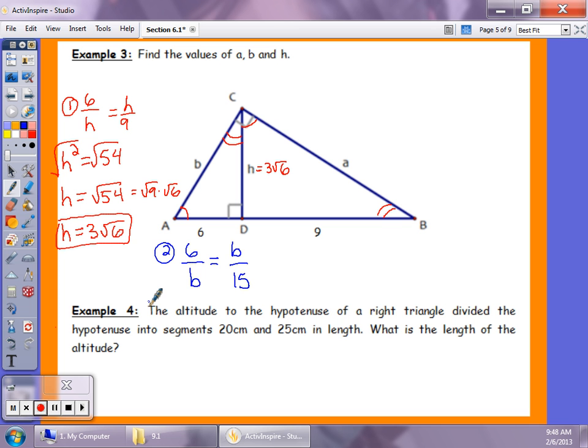Now if we cross multiply, we're going to be left with b squared is equal to 90. And if you take the square root of both sides, b is going to be equal to root 90. Again, we want to make sure we simplify. 90 contains the perfect square of 9, so this breaks up into root 9 times root 10. If we simplify that, we know that the value of b is going to be equal to 3 root 10.